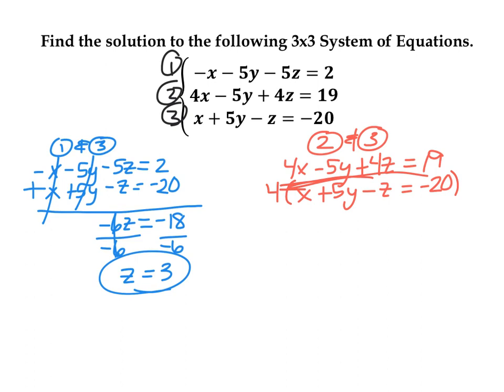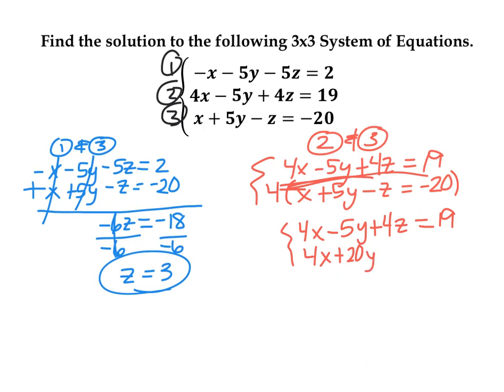I'm going to rewrite this entire step, right? The first equation, I'm going to rewrite it as 4x minus 5y plus 4z equals 19. The second equation, right? I'm going to rewrite this thing down here. 4x, right? Because I'm multiplying everything by 4. 4 times x is 4x. 4 times 5 is 20. And 4 times negative z is negative 4z. 4 times negative 20 is negative 80.